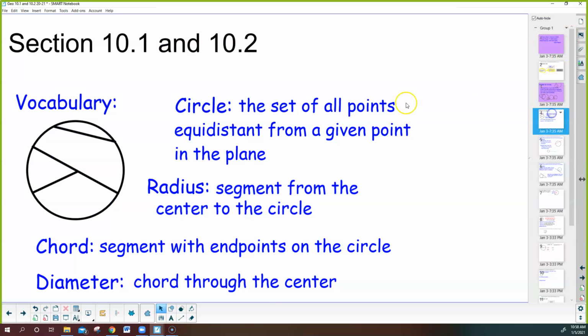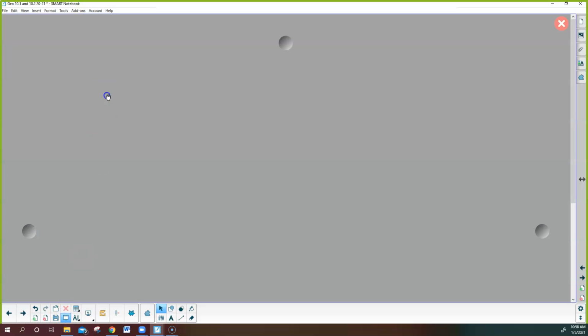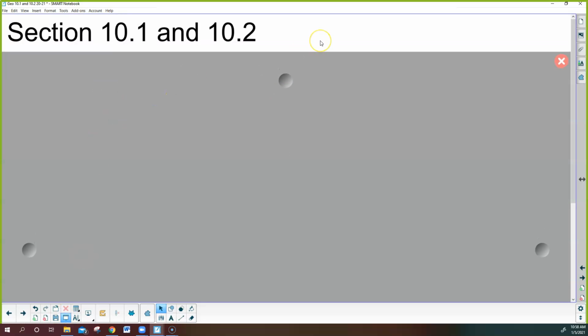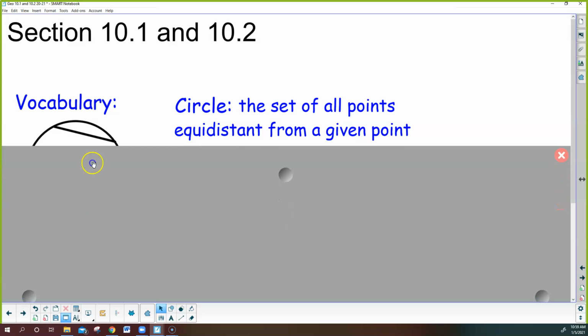And we're going to title our notes section 10.1 and 10.2. And we're just going to start with vocabulary right away. And we've got a decent amount of vocabulary to get down, so please make sure you're taking really good notes and you are drawing the pictures when we need to.